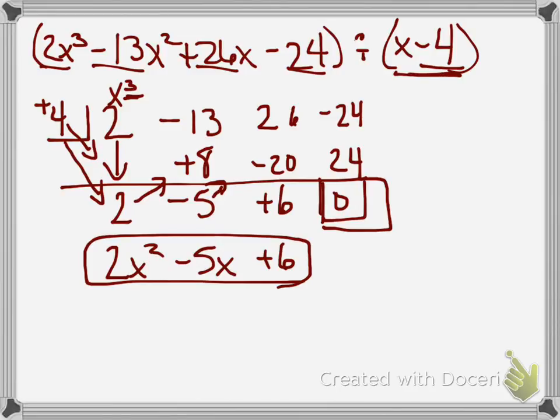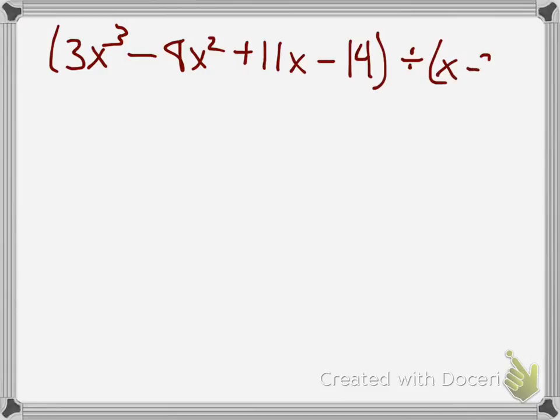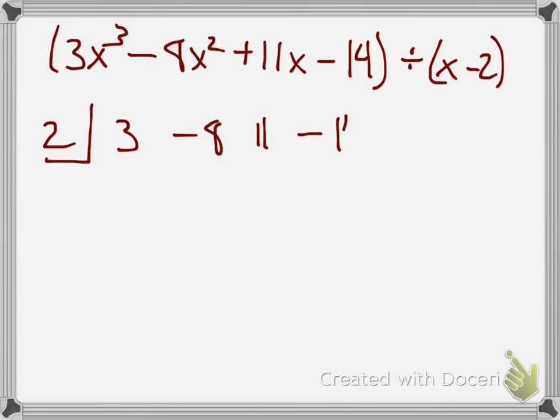Okay? So let's look at another problem. 3x cubed minus 8x squared plus 11x minus 14 divided by x minus 2. Okay, so notice here, the opposite of minus 2 is positive 2, and then I'm going to keep the signs for the ones in the second parentheses. So it was 3, negative 8, positive 11, negative 14. And again, under that negative 14 is going to come your remainder.